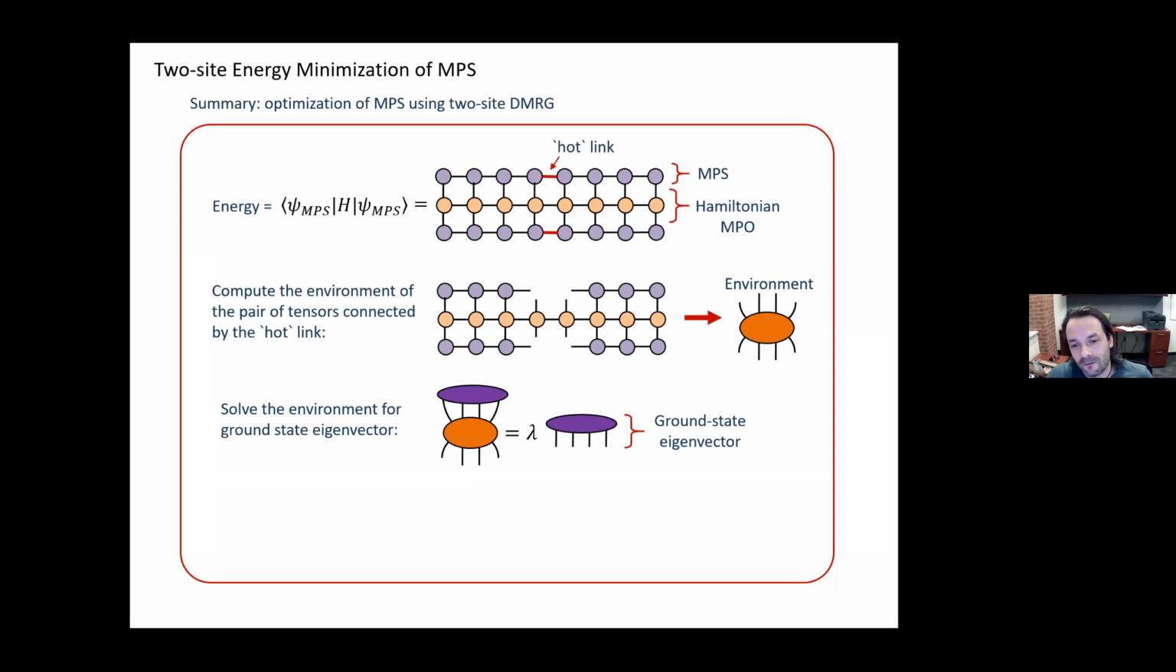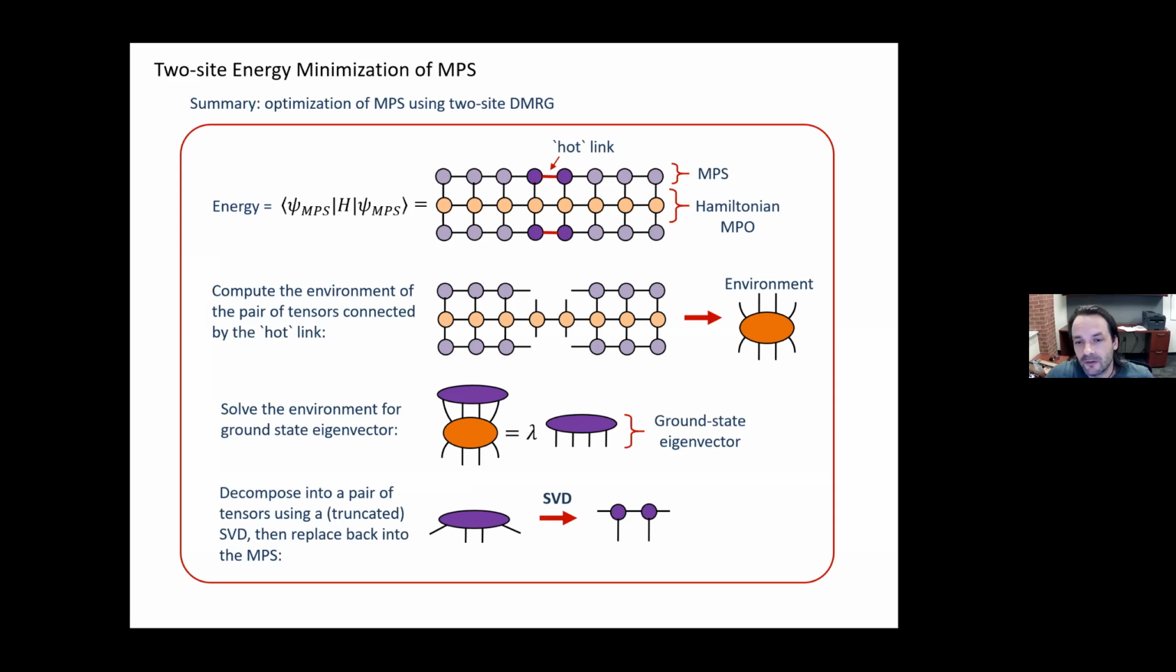I would solve that environment for its ground state, but then I would have some additional step of taking a singular value decomposition to split this double tensor back into a pair of tensors. Okay, and then once I have this pair, I can replace them back into my matrix product state. And again, I repeat this procedure for all of the unique links in the network.